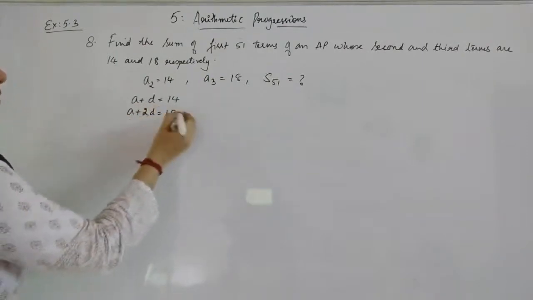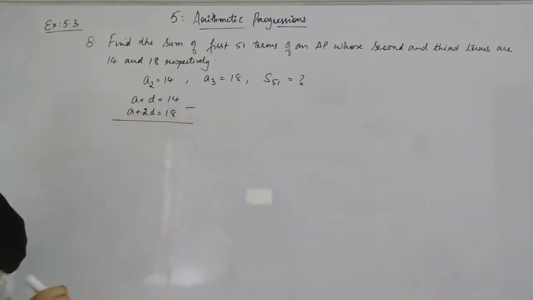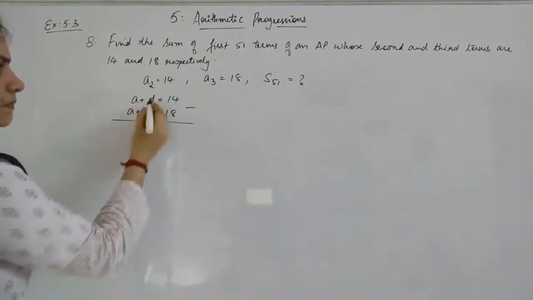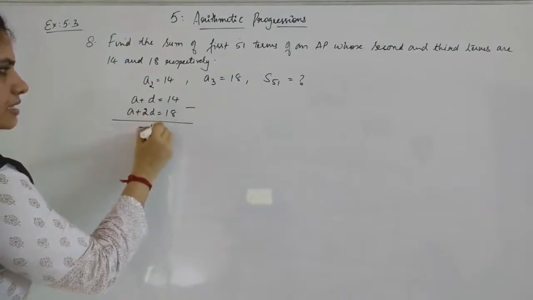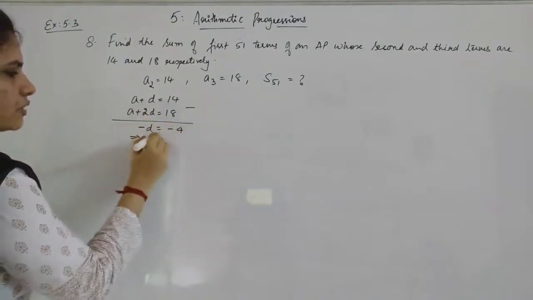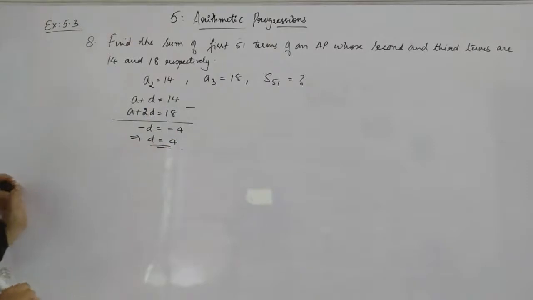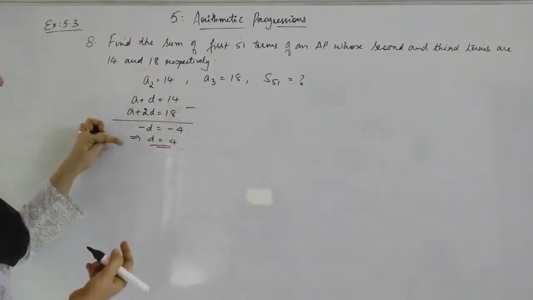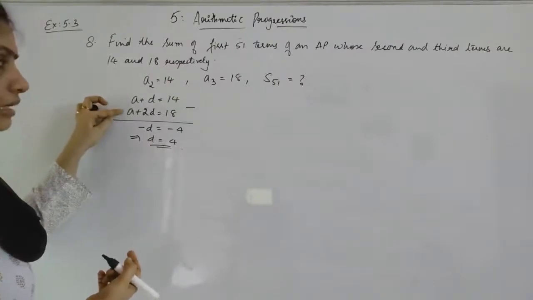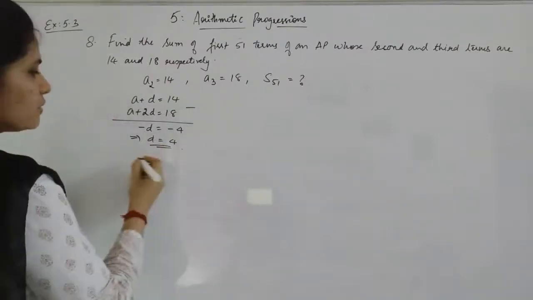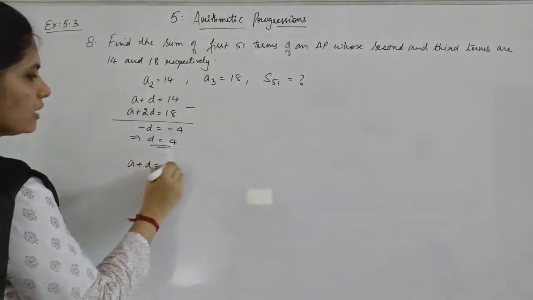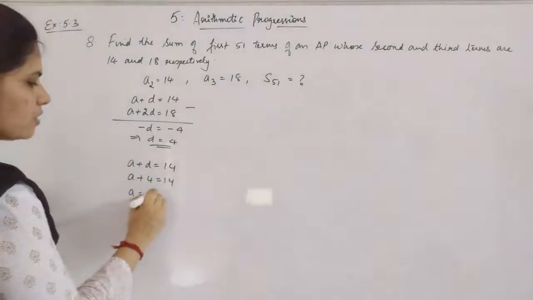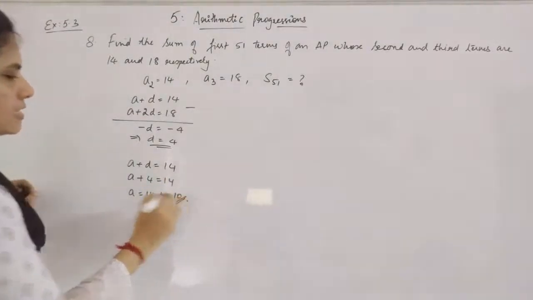Now you can use elimination method to eliminate one of the variables and get the other one. So A will be eliminated from here. After subtraction, you will get minus D is equal to minus 4, which will give you D as 4. So we got D. Now we will move on to what is A, because one of the variables you have found out, and you can just go for any of the equations to find out the other one. That means if you are going for A plus D equal to 14, there you can replace your D with 4 and find out what A is equal to. 14 minus 4, you will get A as 10.